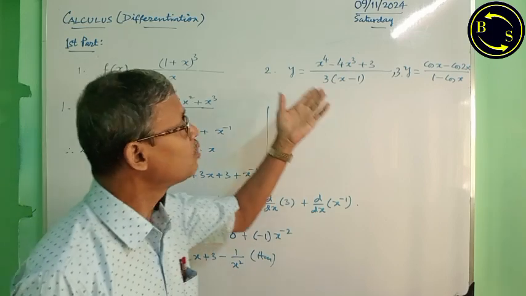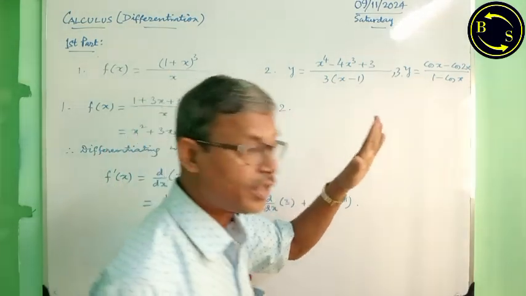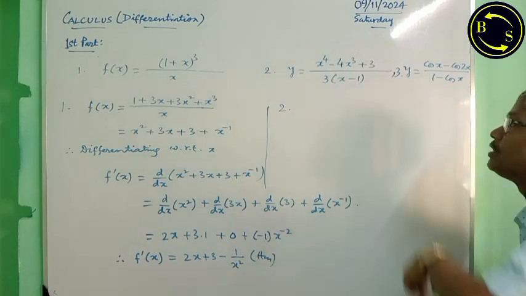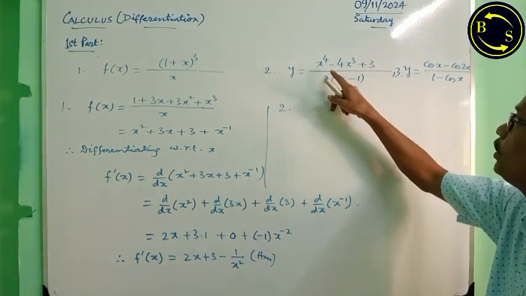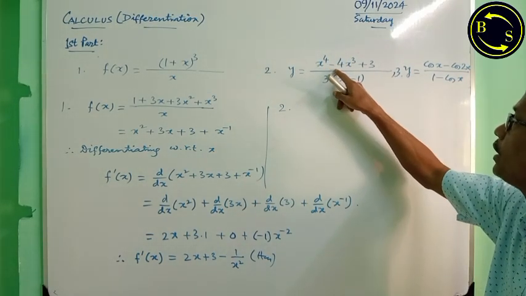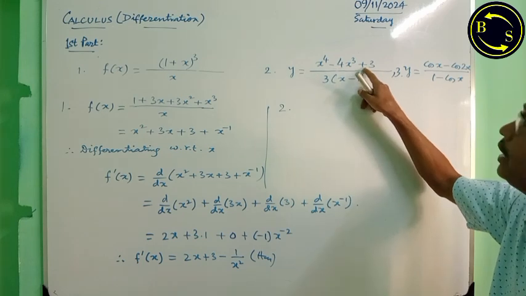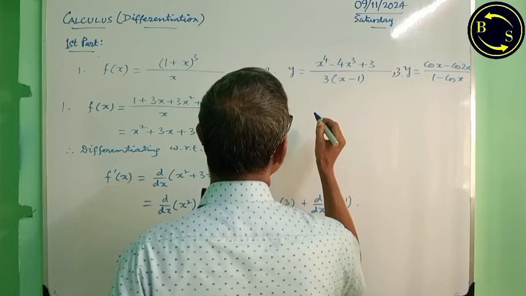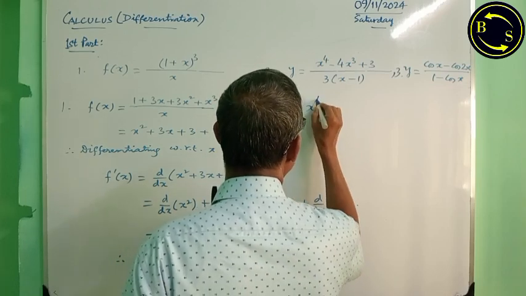It is also of the quotient form. Now let us see whether this one can be simplified. First we note the numerator, x to the power 4 minus 4x cube plus 3. This can be resolved into factors. We first factorize that.